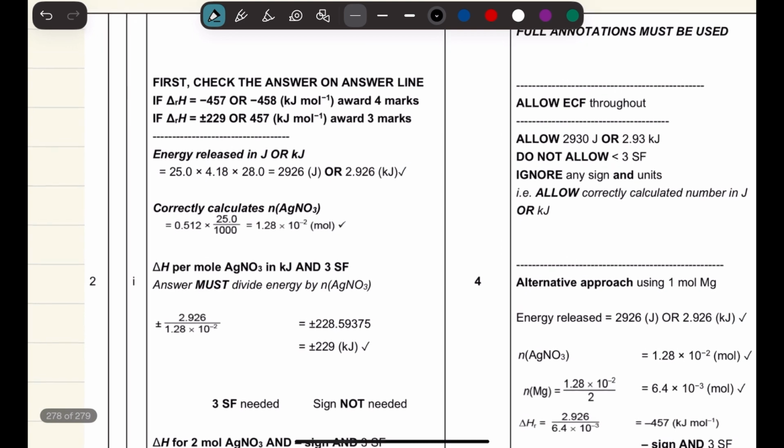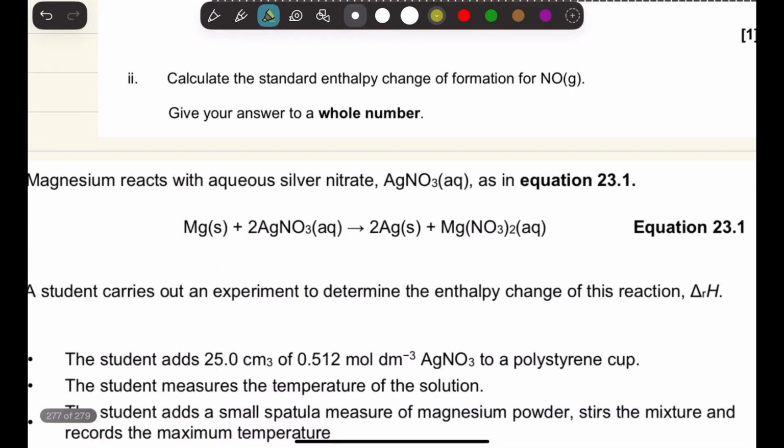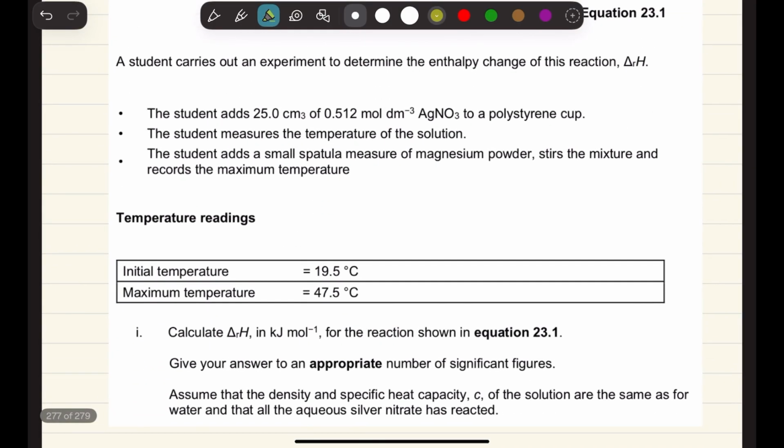Then for this one, I thought the mark scheme actually drew this out much nicer. I didn't like how the mark scheme explained the last one. But for this one, again, we're following our steps. That's them using Q equals mc ΔT. Just look at what they've given you here, so you can calculate this.